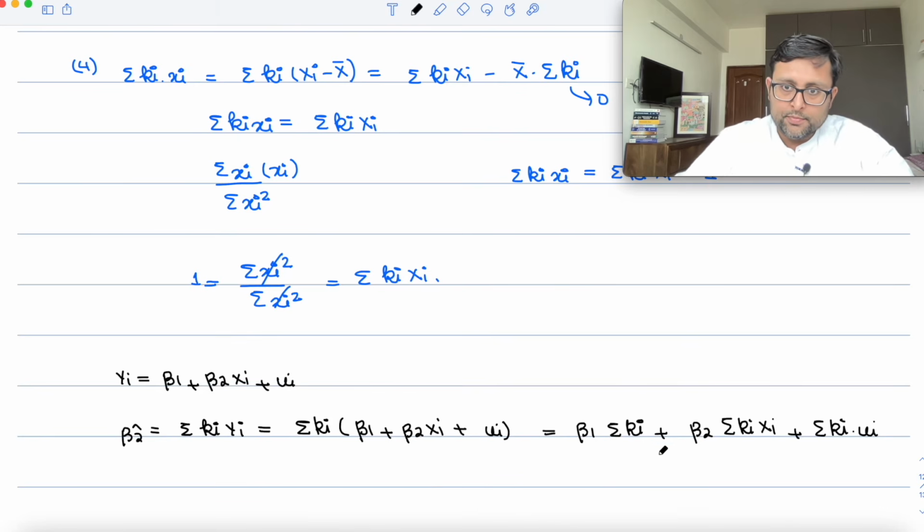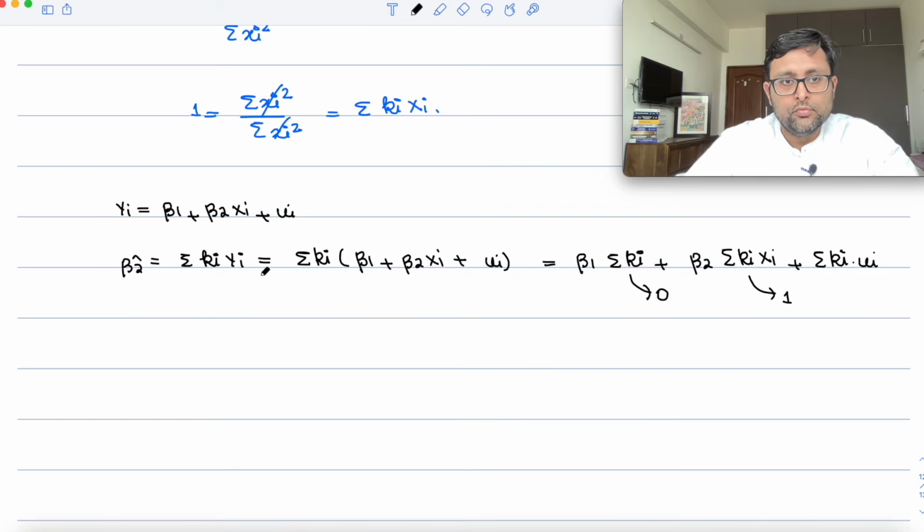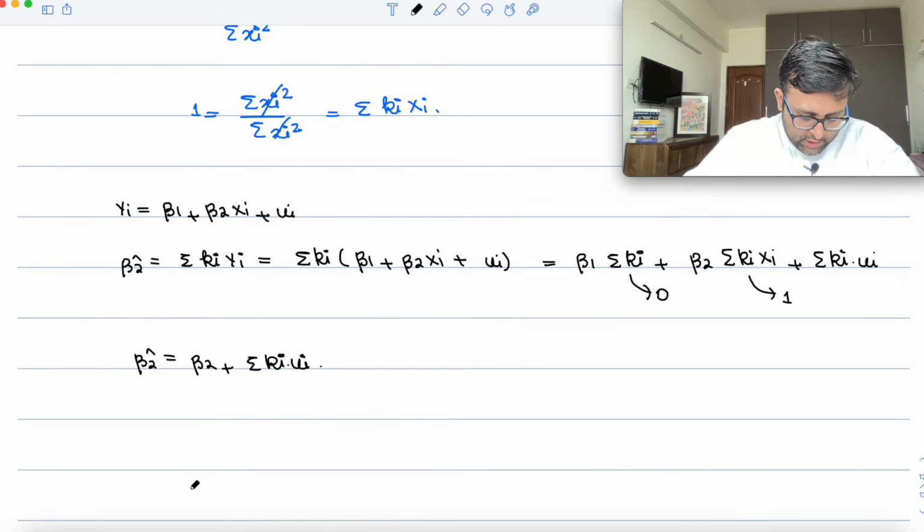Plus ki ui. What is summation of ki? 0. Summation of ki xi? 1. You have just seen this. So beta 2 hat is what? Beta 2 plus summation of ki ui. You can just put the expectation sign.